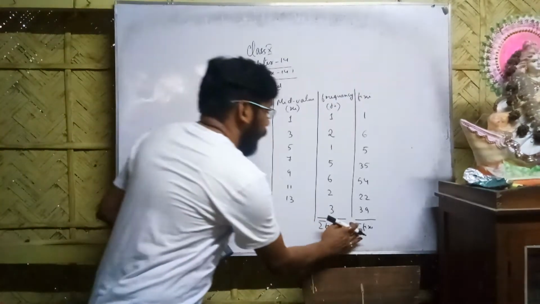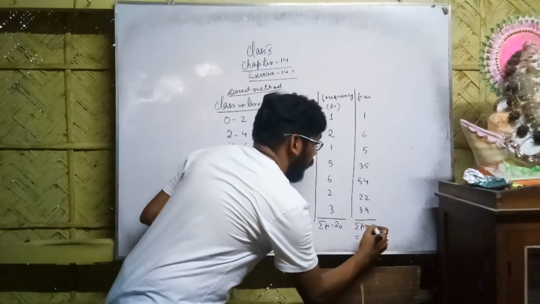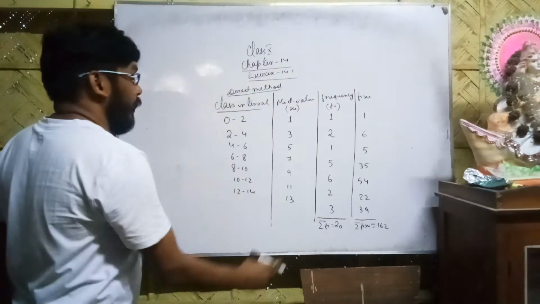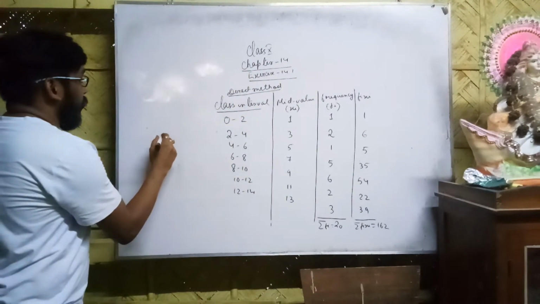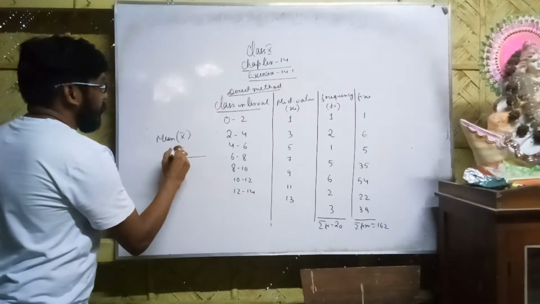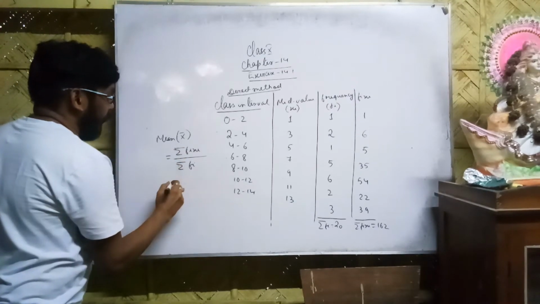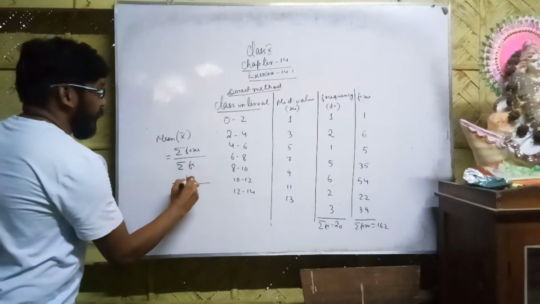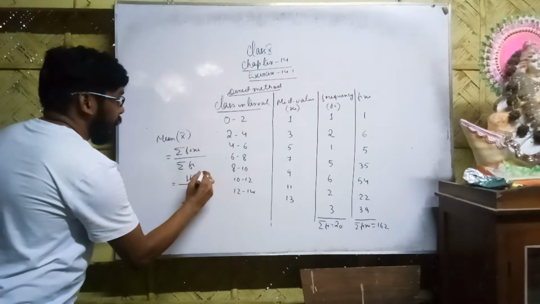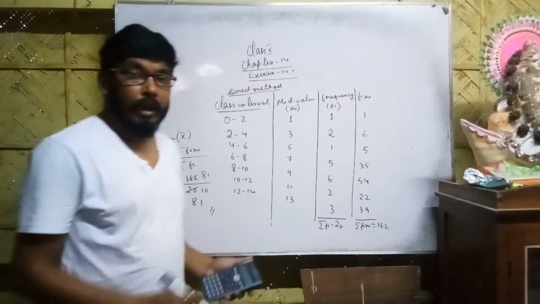So summation of fi xi, you will get 162. Now what I have to find out? Mean. So what is the formula for mean? Mean is denoted by x bar equal to summation of fi xi by summation of fi. So fi xi is 162 and fi is 20. If you cancel it, here 10, here 81, so it is 8.1. So this is how we find out mean by direct method.